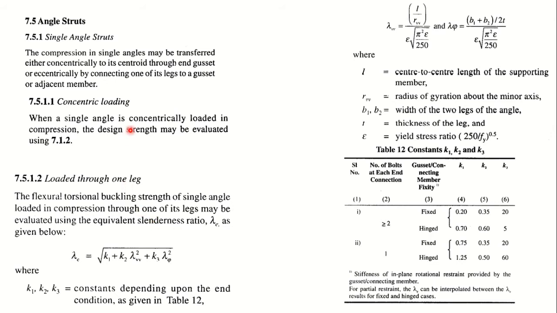When you are dealing with angle sections, this is mainly for angle struts. When it is a question of angle sections, the buckling class will always be C, irrespective of the axis. The buckling class is given in Table 10, you can verify that. Whether it is X, Y, or any other axis, the buckling class comes out to be C. So if you are using the tables, you have to go with Table 8C or 9C. If you are using the equations, choose the alpha value for buckling class C. This is how angle struts have to be designed using the equivalent slenderness ratio given in clause 7.5.1.2.